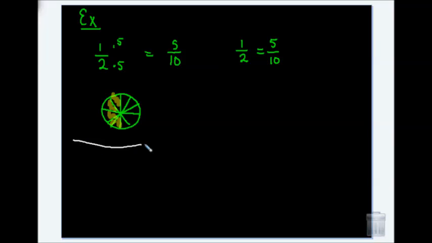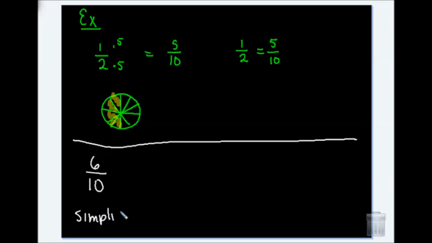Okay, and we can go the other direction. Let's say I have 6/10, and I want to simplify, which is the same thing as reduce. So I can divide both by 2, and that's going to be equivalent to 3/5.